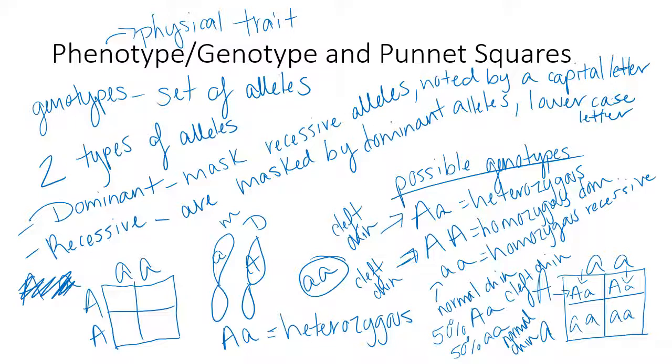So here we move this big A over, this little a down, big A over, little a down, and so on. And here you can see there is a 100% chance that our offspring would be heterozygous, have the heterozygous genotype, and have a cleft chin, which is the phenotype.